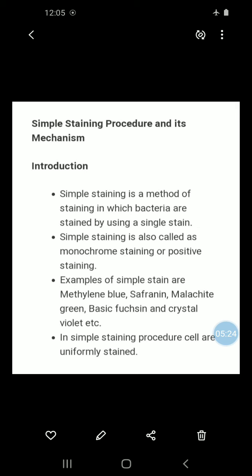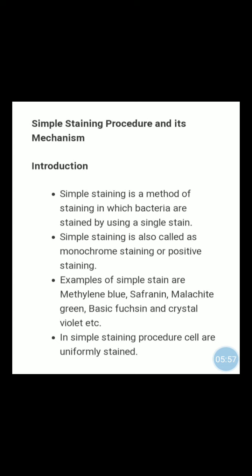Simple staining is a method of staining in which the bacteria are stained by using only a single stain. Simple staining is also called monochrome staining or positive staining. Keep in mind, it is also called monochrome staining or positive staining.